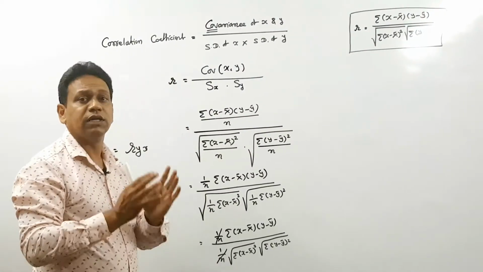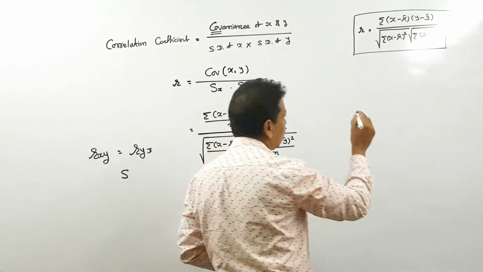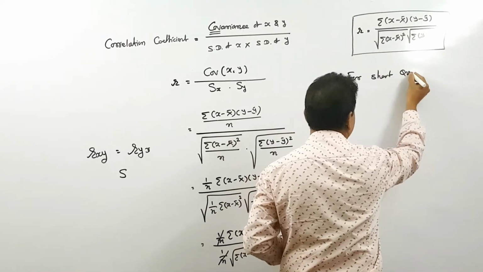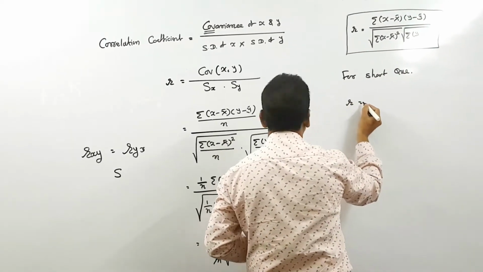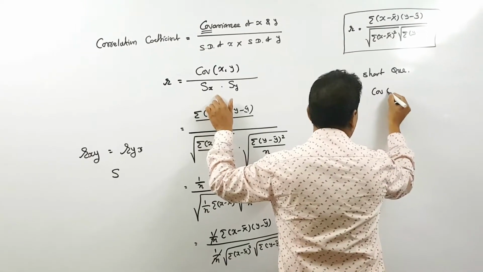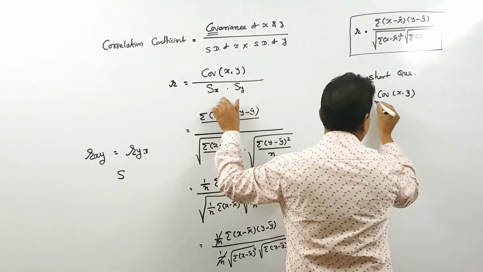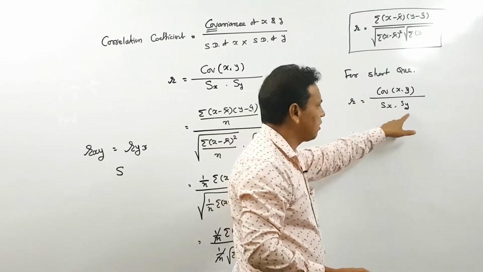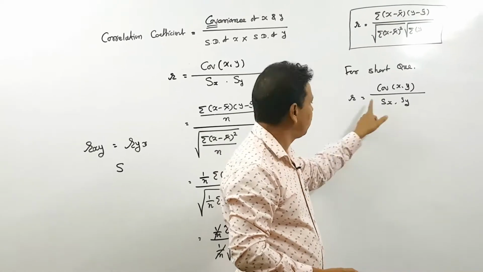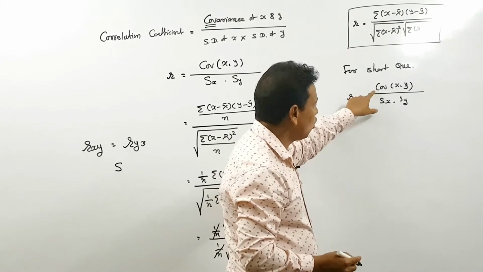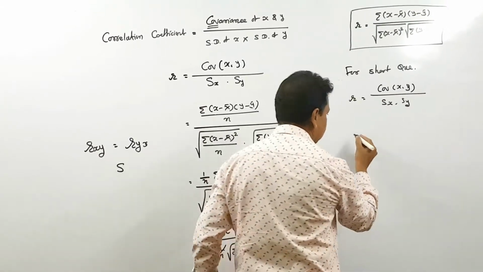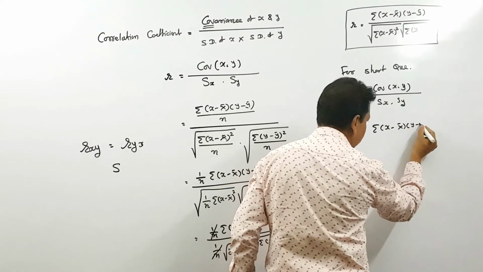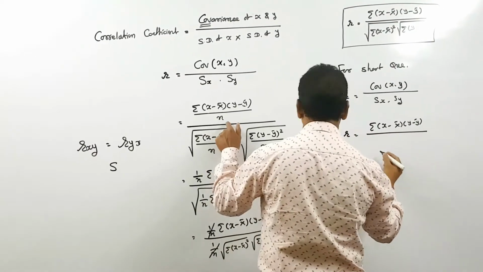In the exam, many use this for short questions. This formula is to be used: first one, covariance of xy divided by sx into sy. Three measures are available, and with the help of these three measures we are able to find r. Then remember, covariance of xy means what? It is sum of x minus x bar, y minus y bar, divided by n.